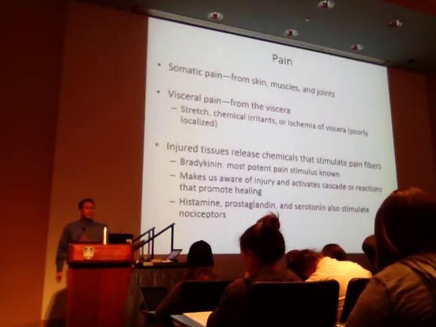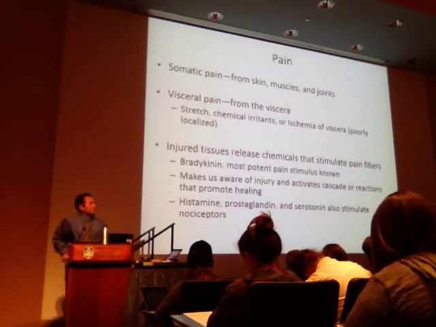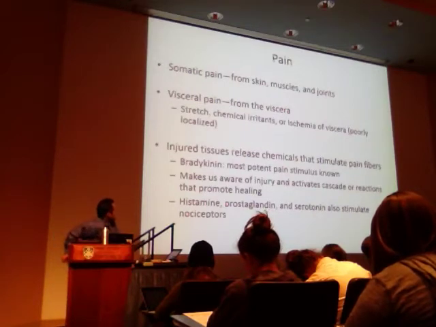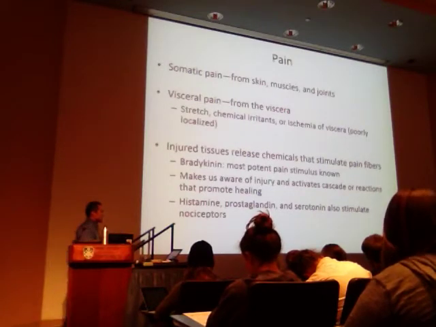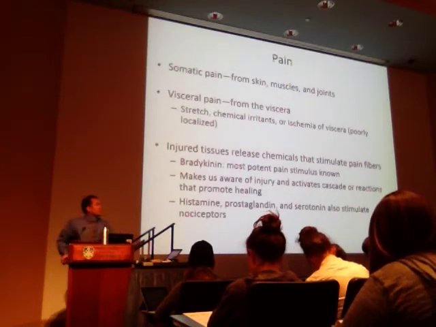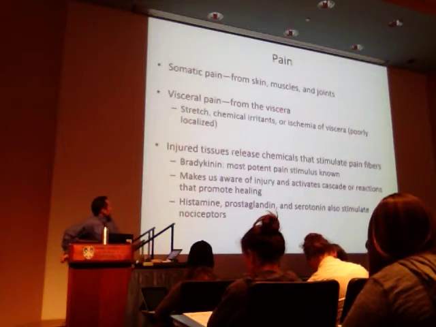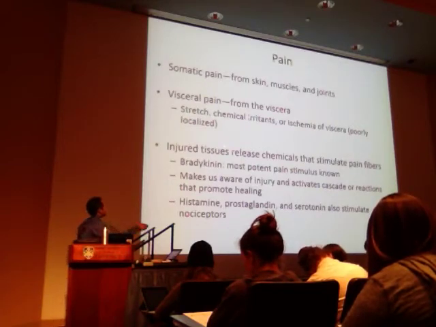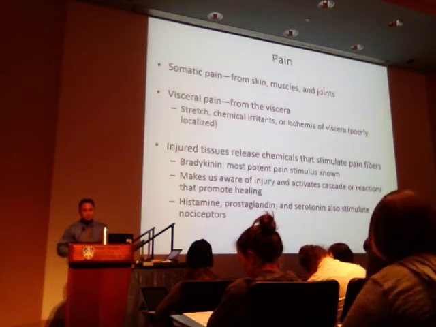If we characterize pain, if it's somatic pain, it's going to be coming from skin, muscles, or joints. If it's visceral pain, then it's coming from areas of the viscera, right? Chemical irritants would cause this, poorly perfused tissue, or even stretch receptors that are happening within the gut.